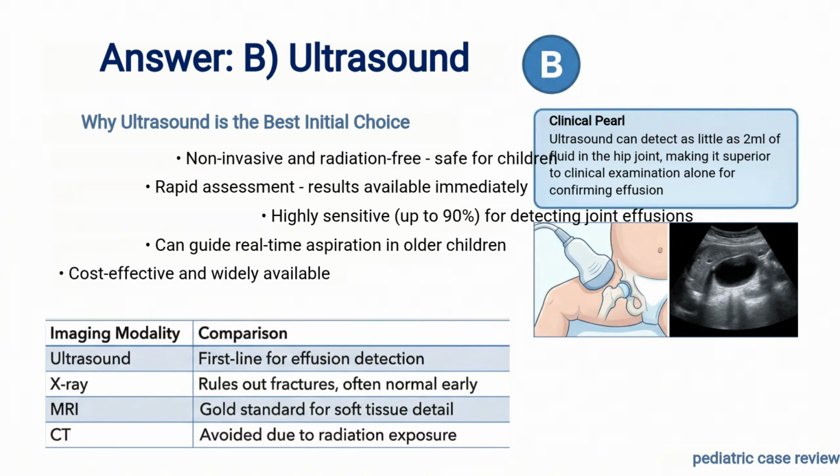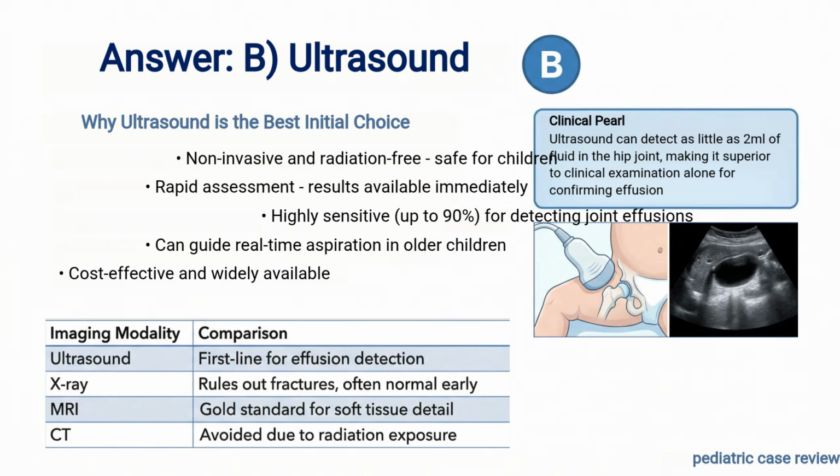Ultrasound is the best initial imaging choice for confirming a hip joint effusion in children for several reasons. It is non-invasive and radiation-free, making it safe for children of all ages. It provides rapid assessment with results available immediately at the bedside. It is highly sensitive, up to 90%, for detecting joint effusions. Importantly, it can detect as little as 2 milliliters of fluid in the hip joint, making it superior to clinical examination alone. It can also guide real-time aspiration in cooperative patients.